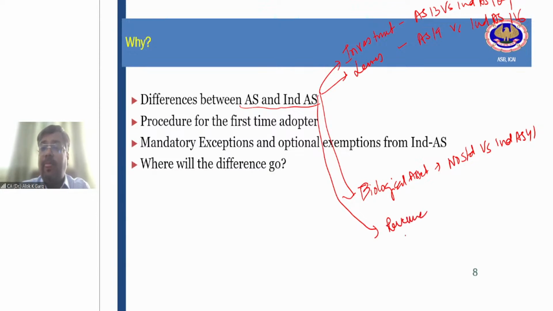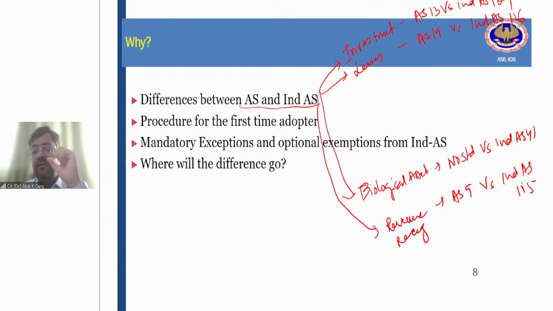Revenue recognition. AS 9 versus Ind AS 115. That 5-step model. If a company has sold a car along with service for the next 3 years, under the accounting standard the company was recognizing revenue upfront, whatever consideration it received. But under Ind AS, there are 2 performance obligations, and the company has to split revenue relating to the car and revenue relating to the services. The car revenue is recognized at a point in time upfront, but the service revenue is recognized over a period of time as per Ind AS 115, because these are 2 separate performance obligations and revenue is recognized on the basis of satisfaction of performance obligation, right?